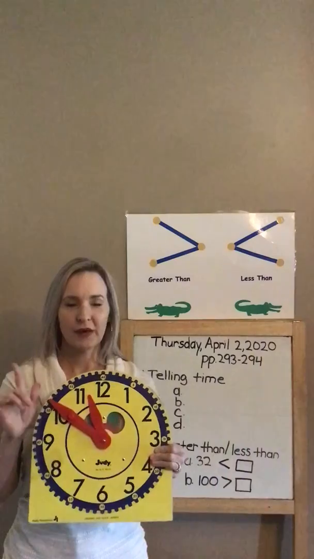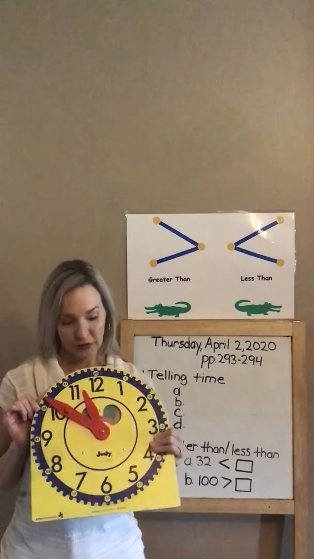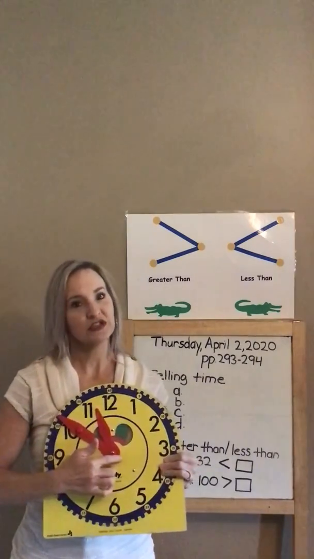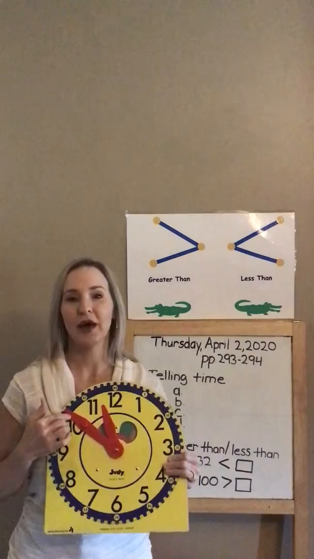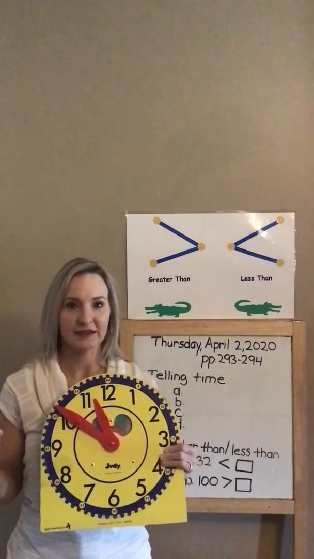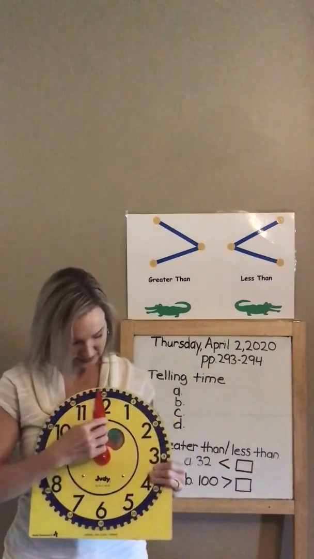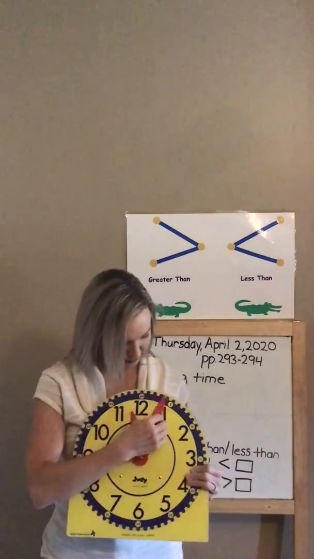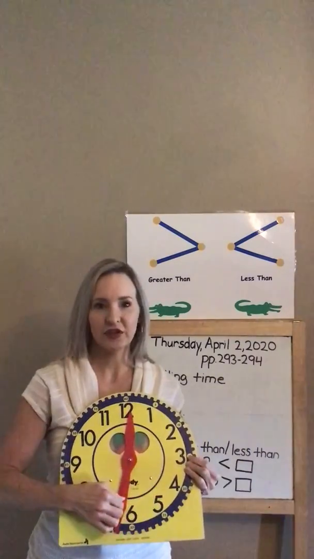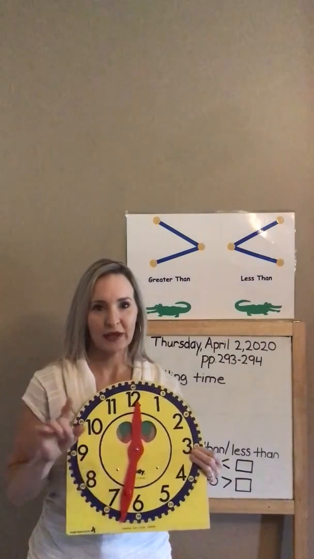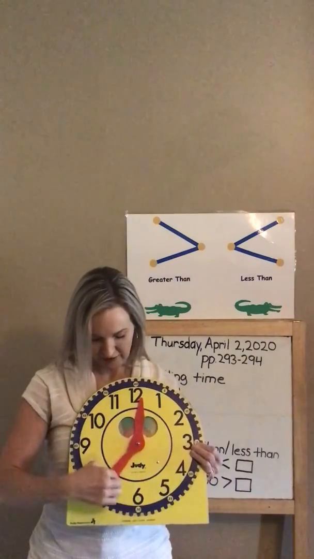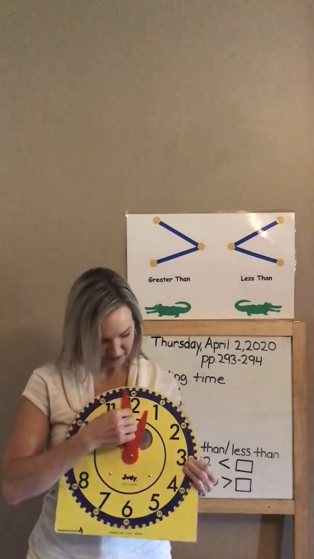Now, question for you, how many hours are in a day? You got it, 24 hours in a day. The short hand tells me my hour, which means the long hand tells me what? Yes, minutes. And when we count minutes, what is it we count by? Fives, that's correct. Let's skip count by fives. 5, 10, 15, 20, 25, 30. Who can tell me how many minutes are in an hour? Yes, 60. So we're at 30. Here we go. 35, 40, 45, 50, 55, 60.